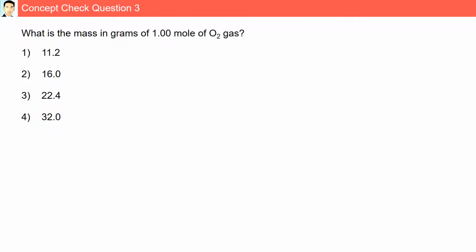Question 3. What is the mass in grams of 1 mole of oxygen gas, O2 gas? Here we have a unique situation where you don't just look at one atom of the element. Oxygen exists as diatomic, and in the question they're asking us for a molecule of oxygen gas. So we need to determine the mass of 2 atoms of oxygen. The molar mass of 1 atom of oxygen is 16.00 grams. There are 2 of them, we multiply by 2, and the resulting mass is 32.00 grams. So our answer is 32.0 grams.